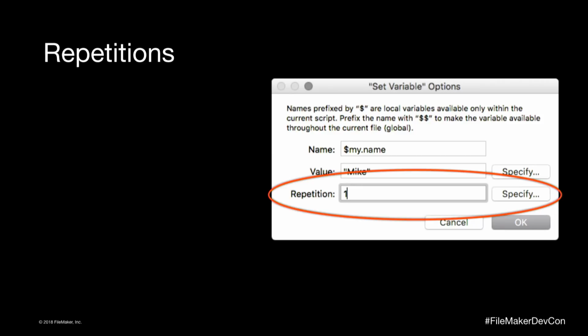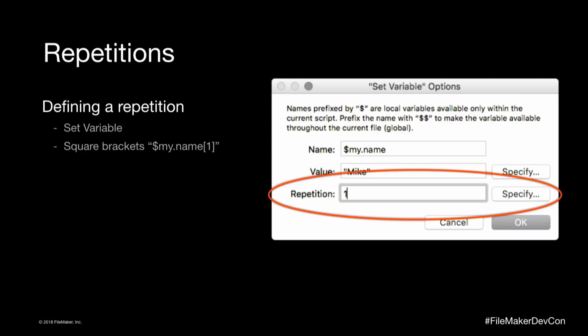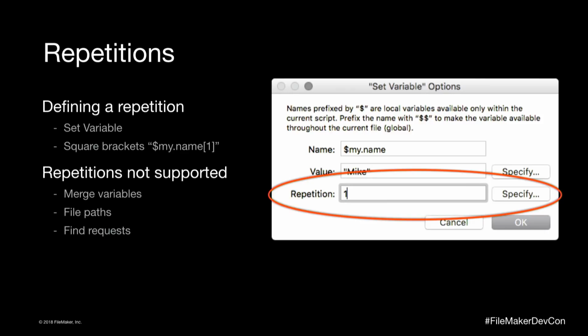Except we don't need to predefine. Like if you go into fields and you define repetitions, you have to define them right there, how many repetitions you're using. With variables, it's ad hoc. You can set a variable repetition using those square brackets in a let statement. We'll show that too. So that's kind of the exception to that rule, although technically it's not in the name, it's the repetition. Repetitions are not supported with variables in a couple different locations, right? Merge variables, file paths, and find requests.